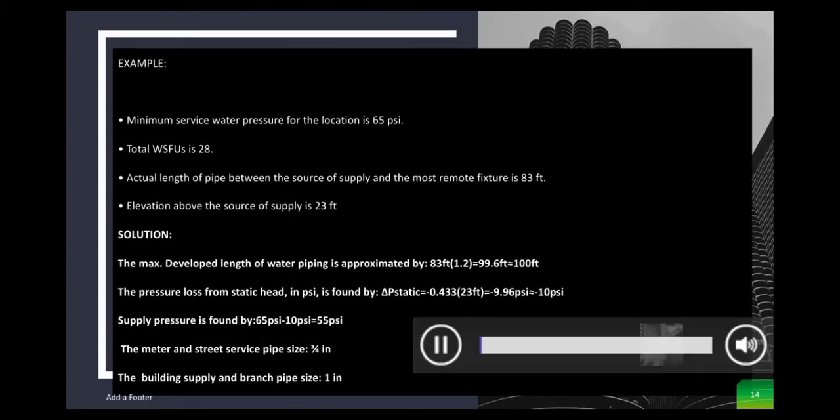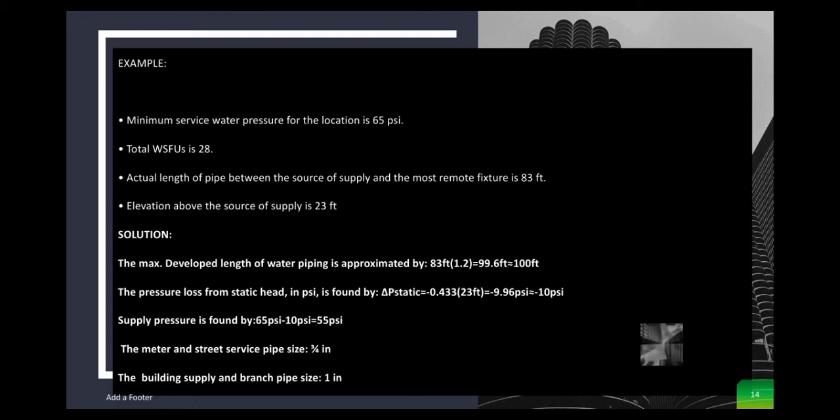So we have a sample problem here. Using the WSFU design table method, determine the minimum meter and distribution pipe sizes. Assume the following. Minimum service water pressure for the location is 65 psi. Total WSFU is 28. Actual length of the pipe between the source of supply and the most remote fixture is 83 feet, and the elevation above the source of supply is 23 feet.